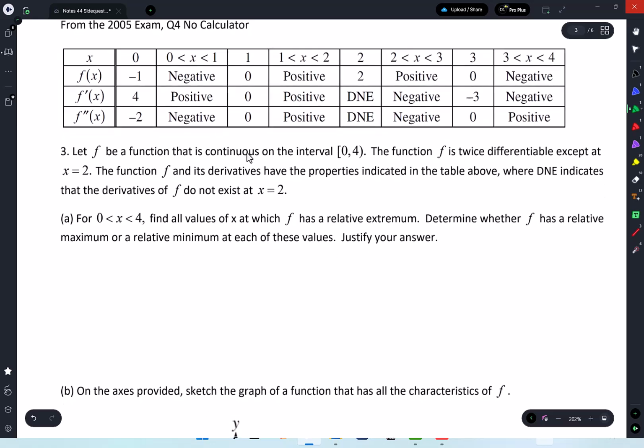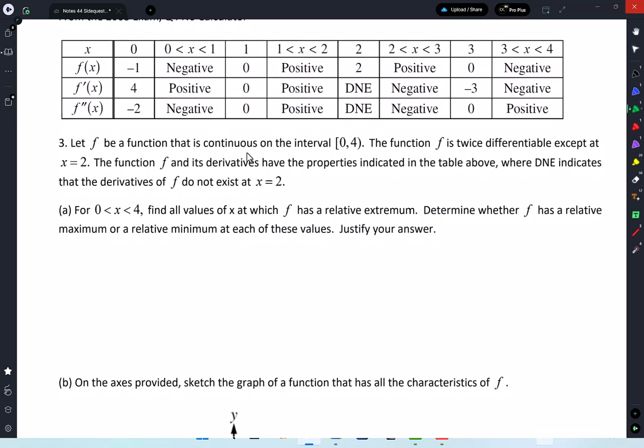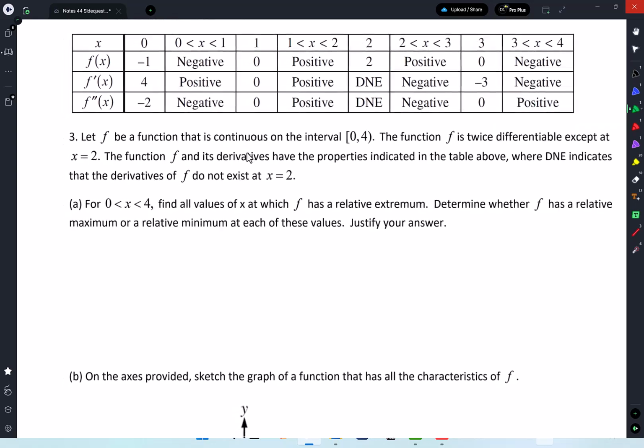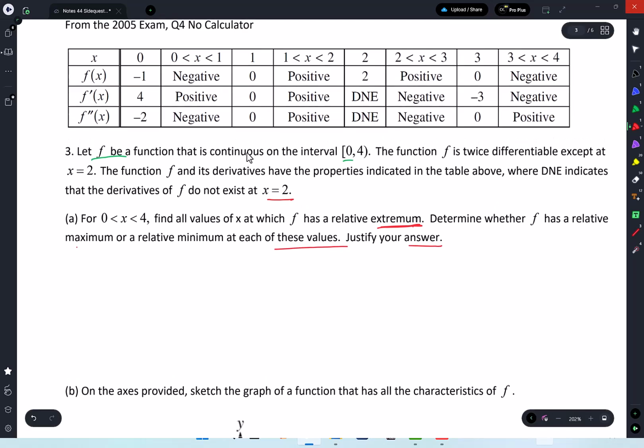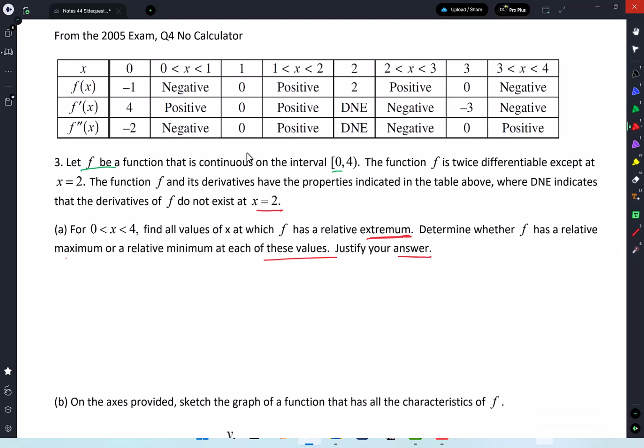Let f be the function that is continuous on the interval 0 to 4. The function f is twice differentiable except at x equals 2. But f itself is continuous, right? The function f and its derivatives have the properties indicated in the table above, where D and E indicates that the derivative of f does not exist at x equals 2. Okay, that's fine. Letter A, between 0 and 4, find all values of x at which f has a relative extremum. That means max or min. Determine whether f has a relative max or relative min at each of these values. Justify your answer. Okay. Find critical points where f prime is either 0 or does not exist.